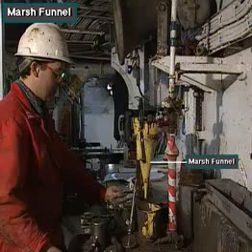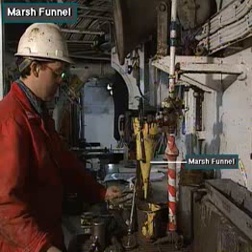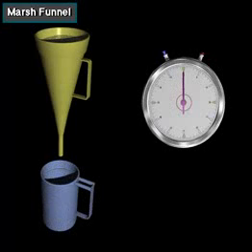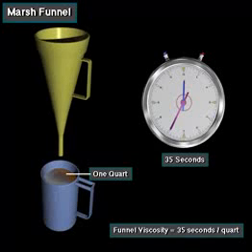A marsh funnel has a hole in the bottom that is a standard size. The mud engineer, or helper, pours 1 quart of mud into the funnel and records the time it takes to run out into a pitcher or beaker. In this example, 1 quart of mud flows out of the funnel and into the beaker in 35 seconds. So this mud has a funnel viscosity of 35 seconds.